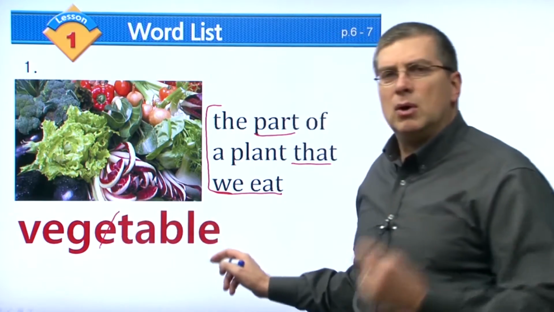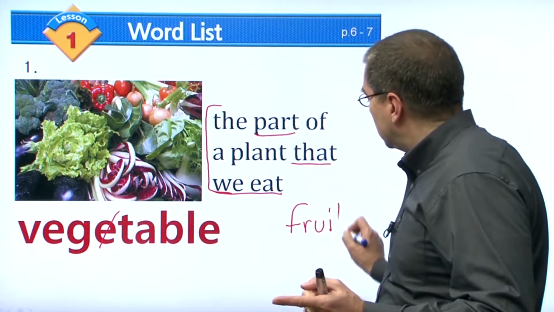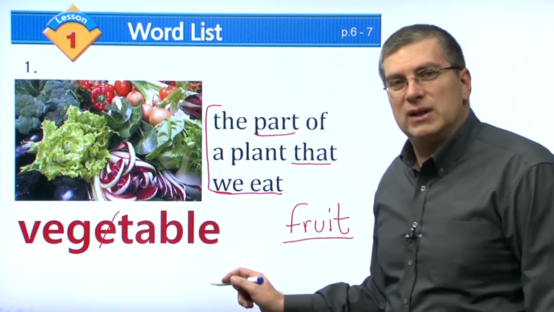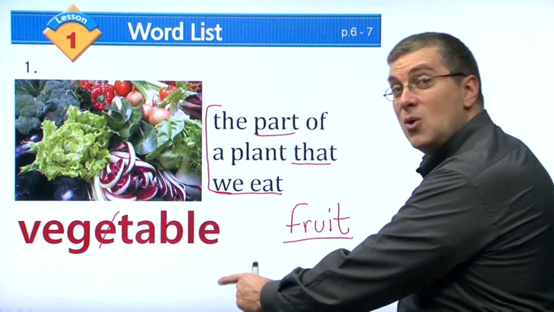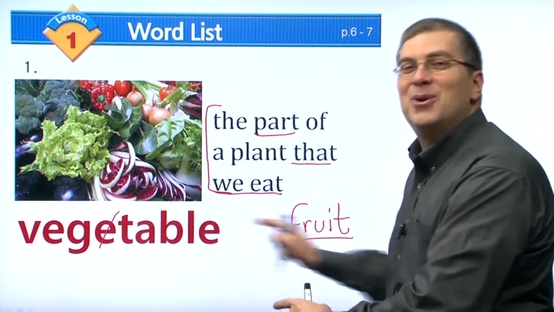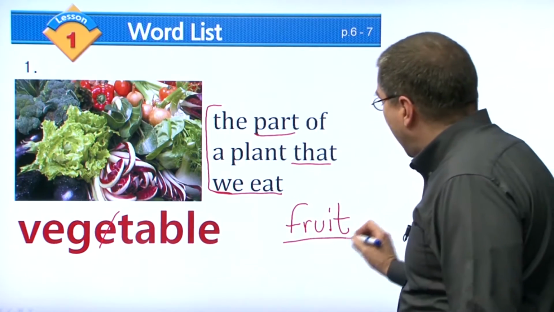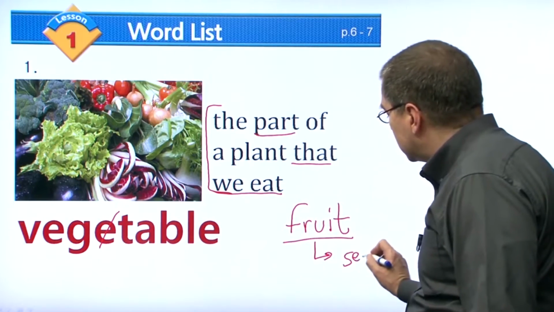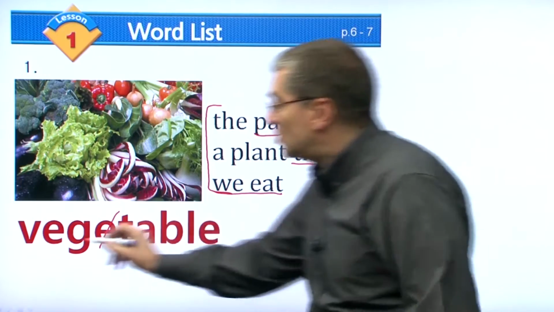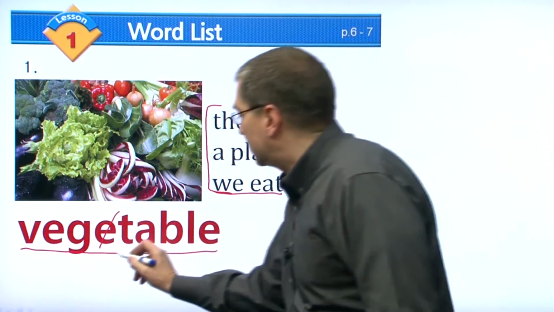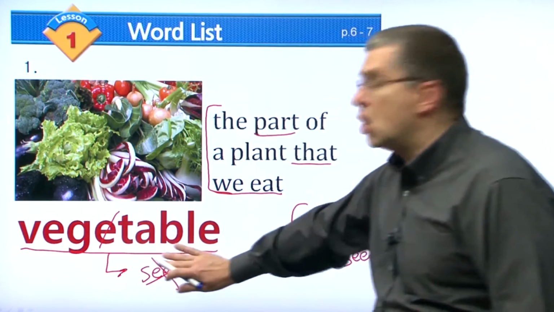When I see vegetable, I think fruit. So there's a question. What is the difference between vegetable and fruit? How are they different? It's very simple. Think about this. Fruit has seeds. If there are seeds in it, it's a fruit. Vegetable, no seeds. A vegetable does not have seeds, no seeds.